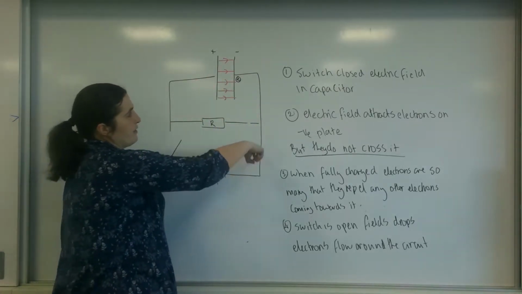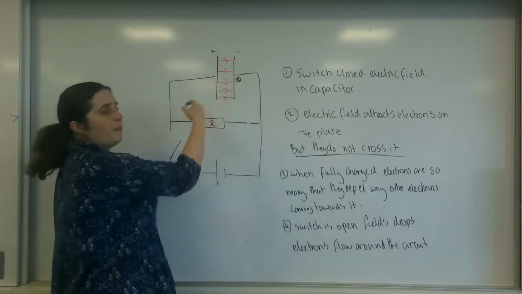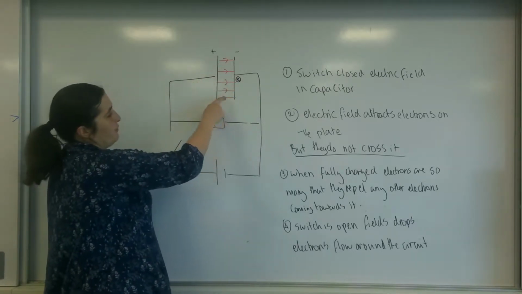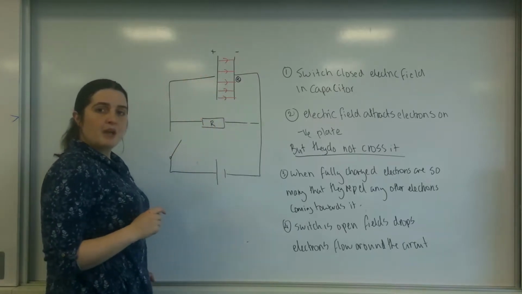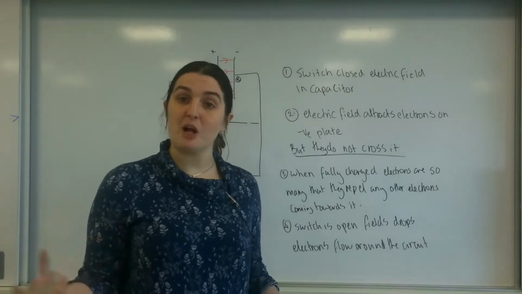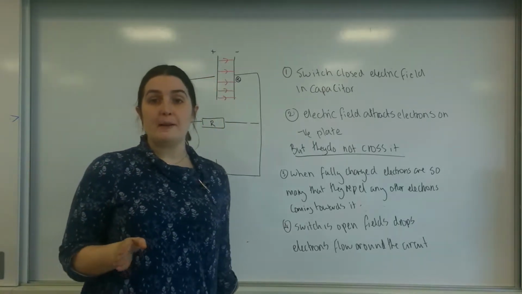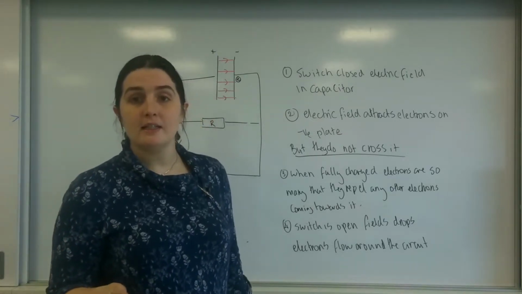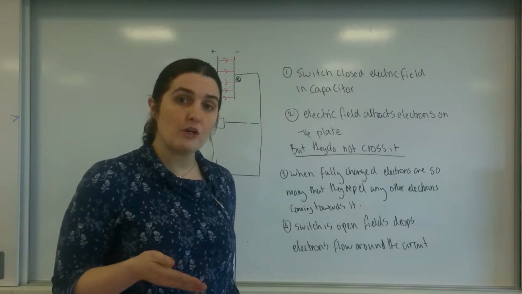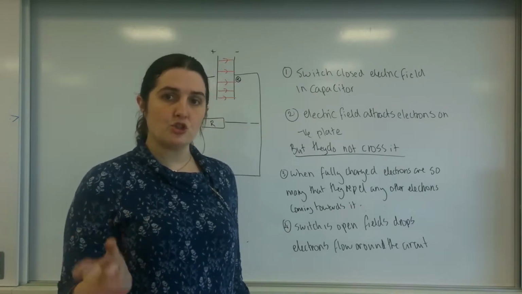So the electrons will move around here, and they'll get to this plate here. They are being attracted by the electric field to the positive plate, but they physically can't cross it. It's like a short circuit. So the electrons start piling up on there. They do not cross it. If they cross a capacitor, the capacitor has failed. It's not storing charge, it is acting like a circuit. So the idea of a capacitor is to store charge.